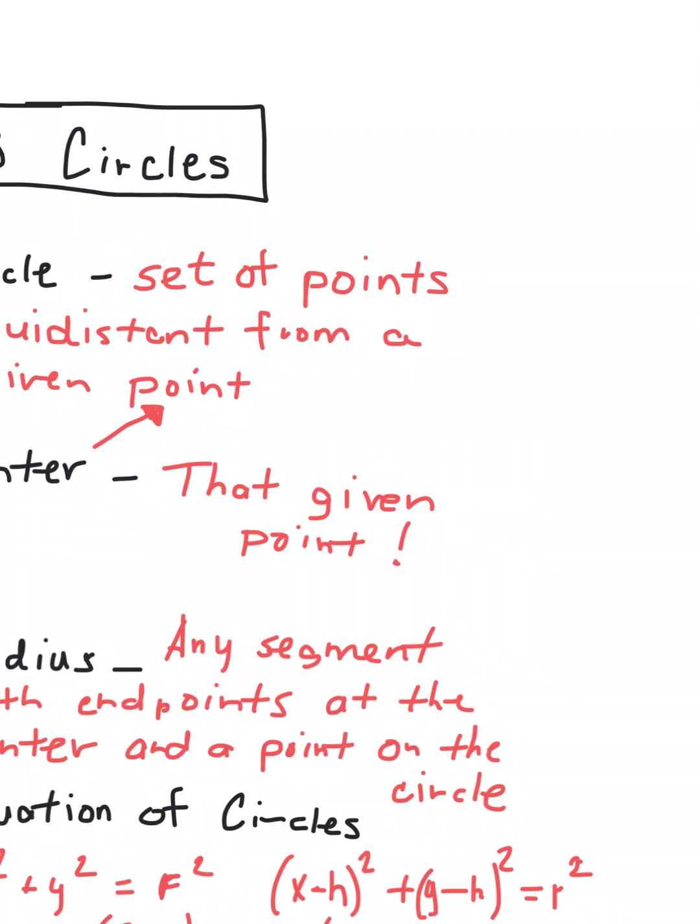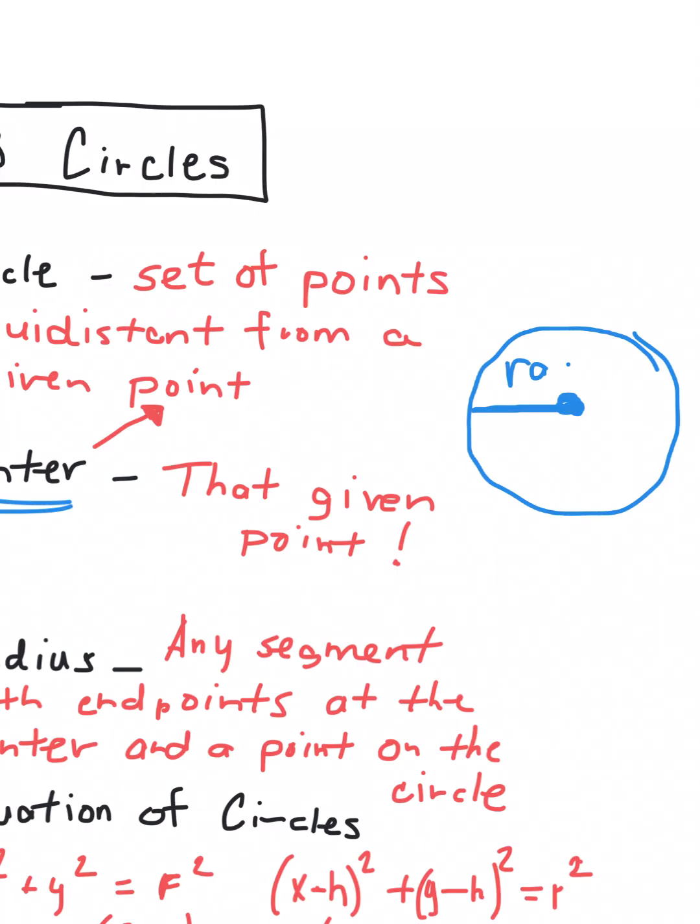Some definitions here that are in your guided notes. A circle is a set of points equal distance from a given point, and that point is called the center of the circle. Any segment from the center to the outside of the circle is called the radius.